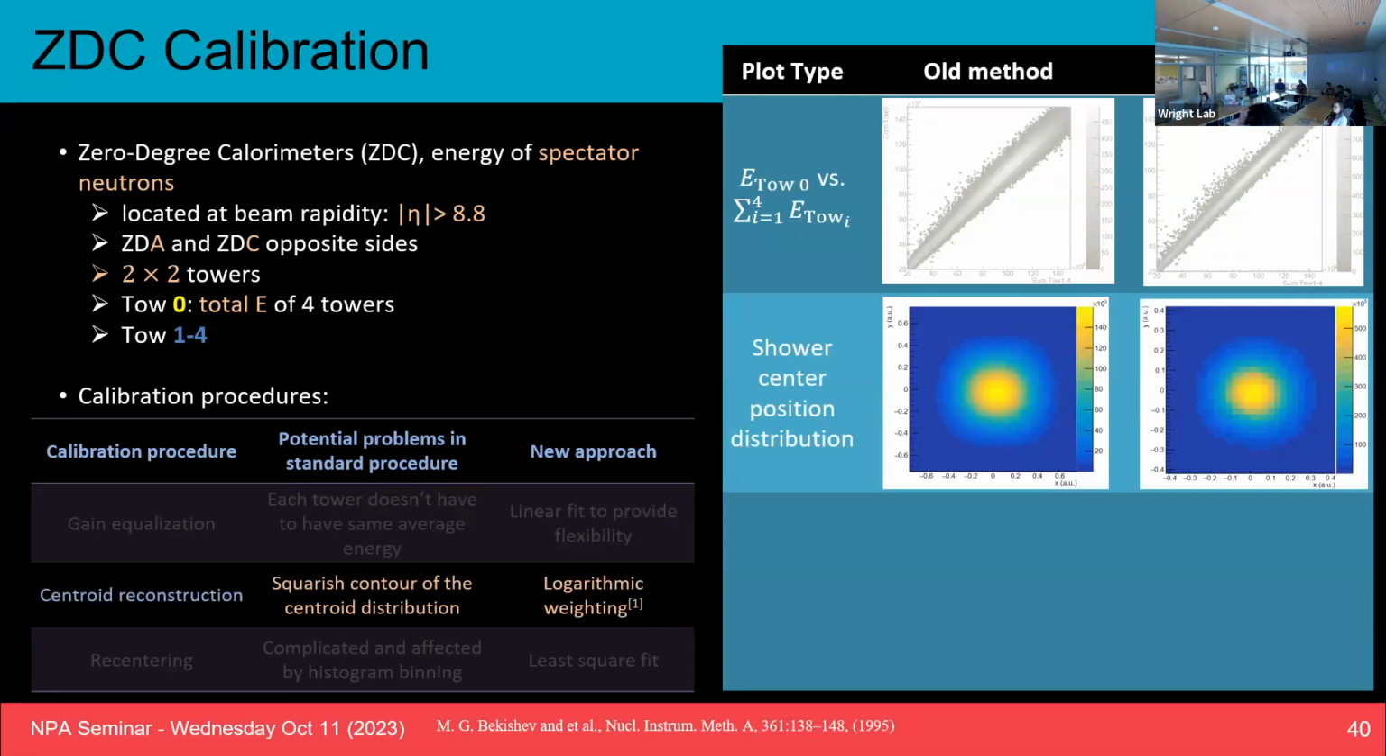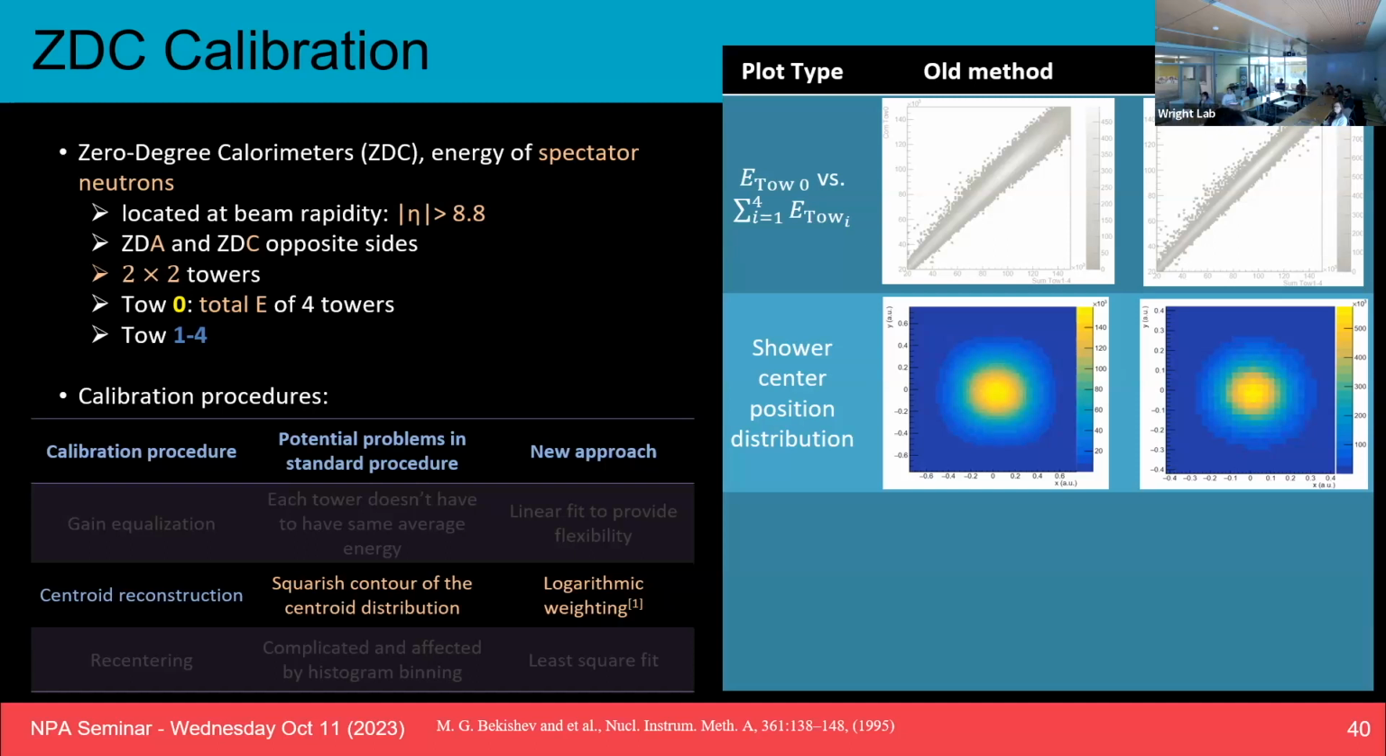Then there is the shower centroid position. In the old way, basically the idea is you take the ratio of top and bottom, and you get sort of the relative position in y, and then also take the left and right, and you get the relative position in x, with some parameterization.